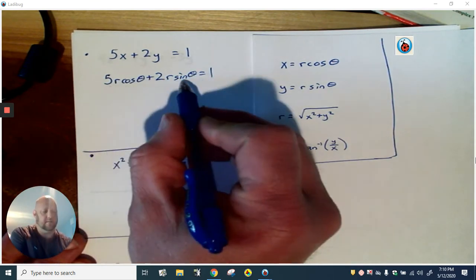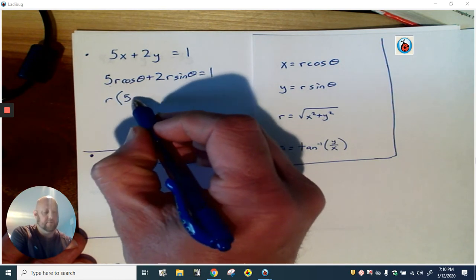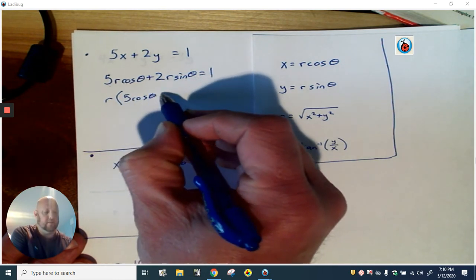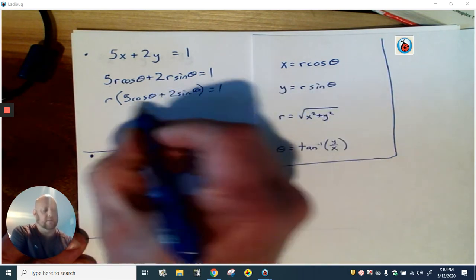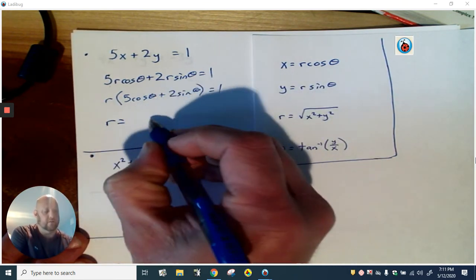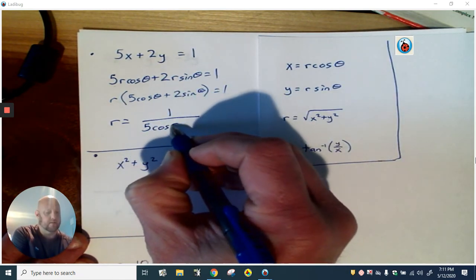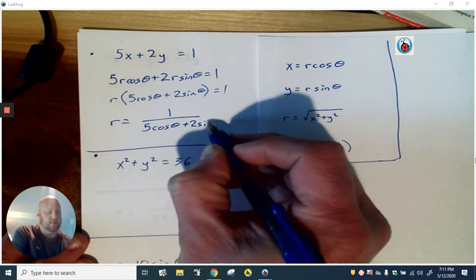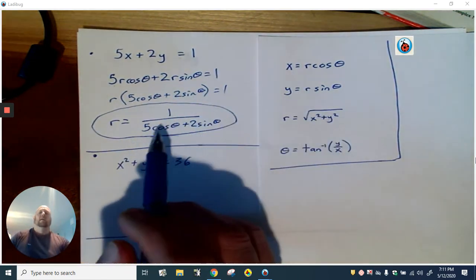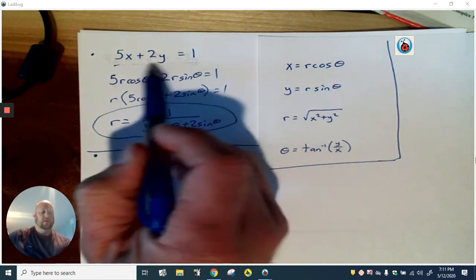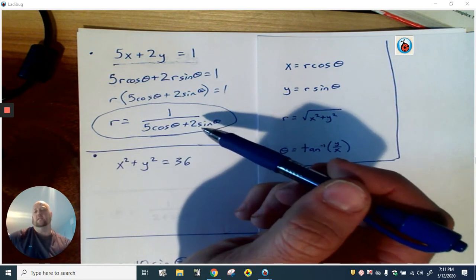So in this case, the easiest way to do that would actually be to factor out an r, which you would just get 5 cosine plus 2 sine, and then we can just divide. So in this case, r would equal 1 divided by 5 cosine theta plus 2 sine theta. Okay, so this equation and this equation up here actually are the same equation, just in different forms.